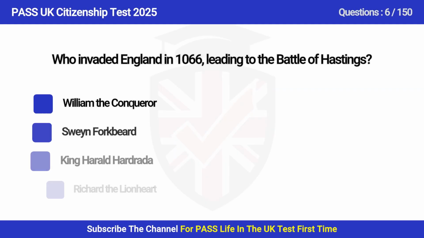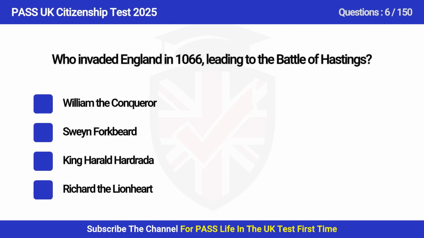Question 6. Who invaded England in 1066, leading to the Battle of Hastings? A. William the Conqueror, B. Harold, C. King Canute, D. Richard the Lionheart.